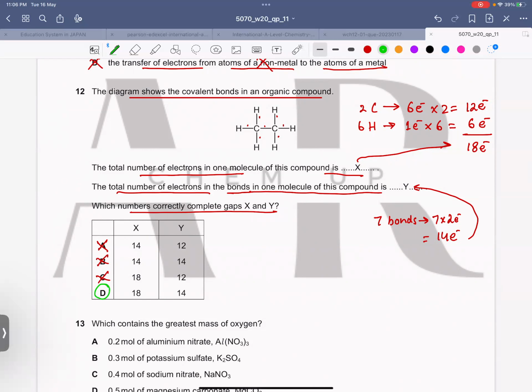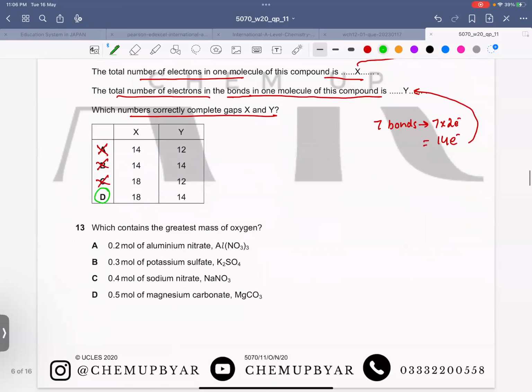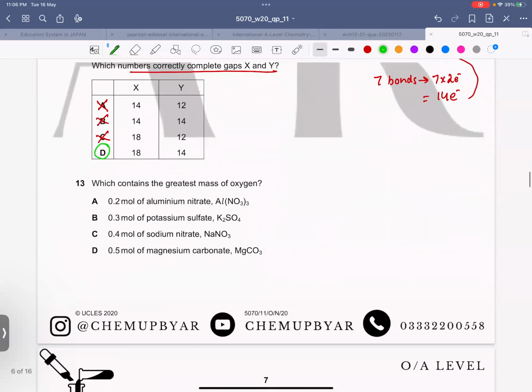Okay. Now question number 13. Which contains the greatest mass of oxygen? Okay. 0.2 moles of... So the easiest way of identifying the greatest mass of oxygen: the one having the greatest mole of oxygen in it will have the greatest mass as well.